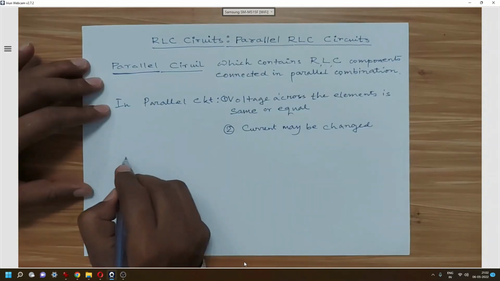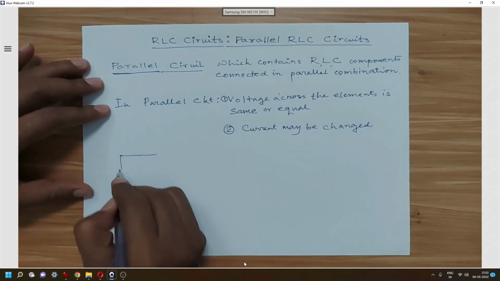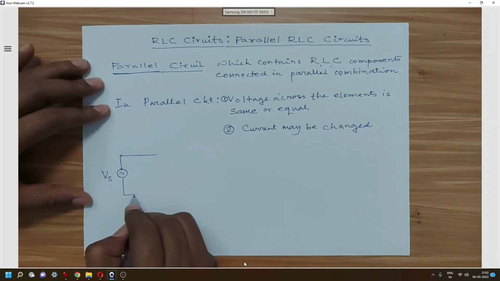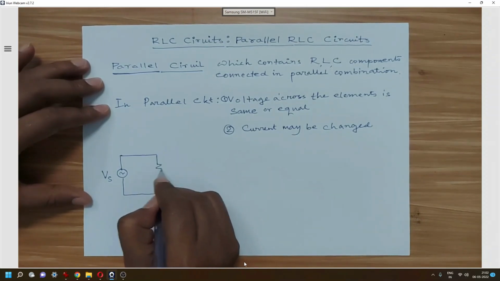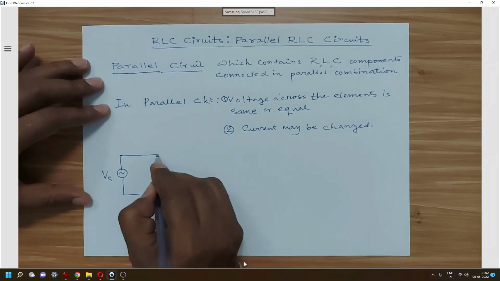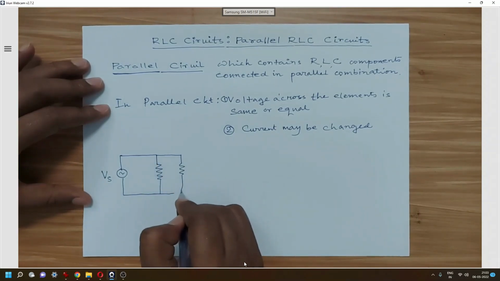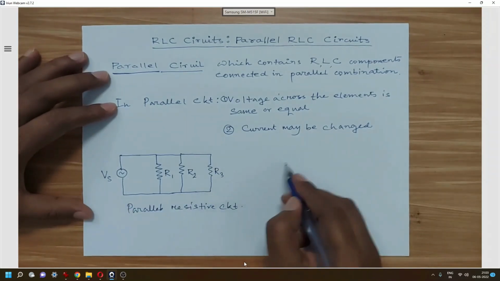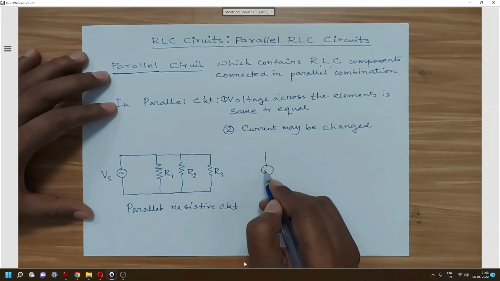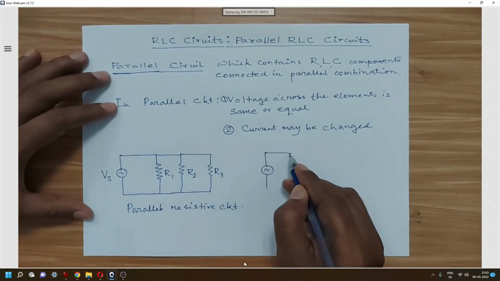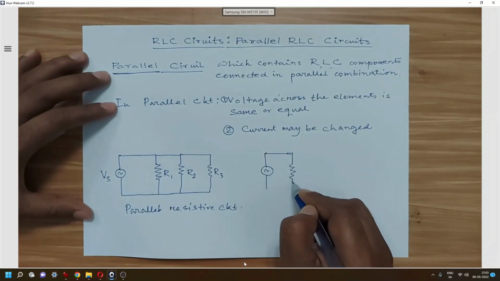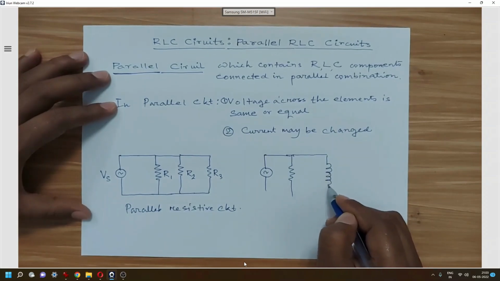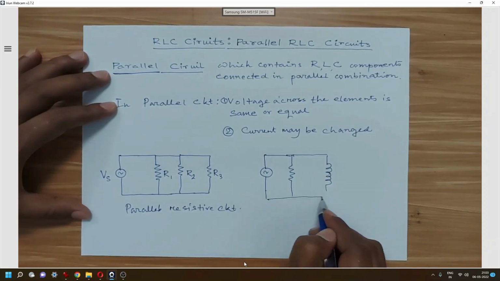Now we can draw one simple parallel circuit excited by one alternating current source. So now if we take one example of parallel resistive circuit containing three different resistors connected in parallel, so we will get this type of circuit. Now similarly, using the three different components, that is R, L and C, we can develop our parallel RLC circuit. So we can draw like this.